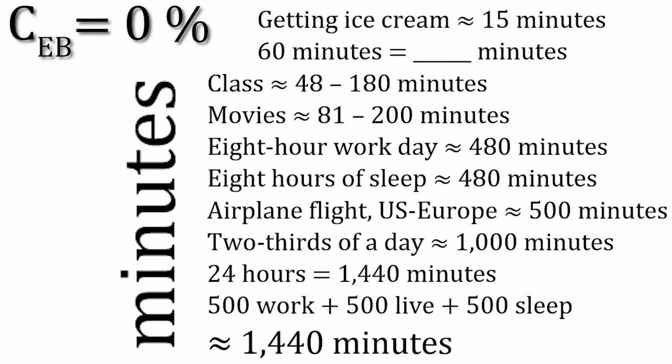An 8-hour workday is about 500 minutes. We sleep for about 500 minutes if we're lucky. A flight between the U.S. and Europe, also about 500 minutes. If we are awake for 2/3 of the day, that's about 960 minutes. A full 24-hour period is about 1,500 minutes. So each day, we work for about 500 minutes, live for about 500 minutes, and sleep for about 500 minutes. You get the idea. The minute is a reasonable unit of time, and I'm going to use the minute.